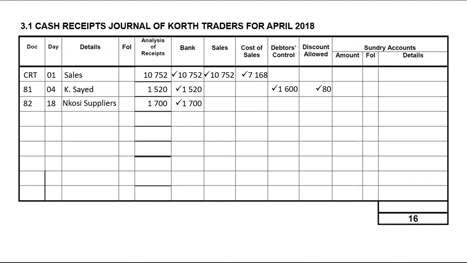Now, question is, which other account will be affected? Interesting here. The other account that will be affected will be creditors control, okay? This is because we overpaid the creditor, and now they are refunding us, okay? So that's why we have 1,700 under sundry, and the account affected will be creditors control.